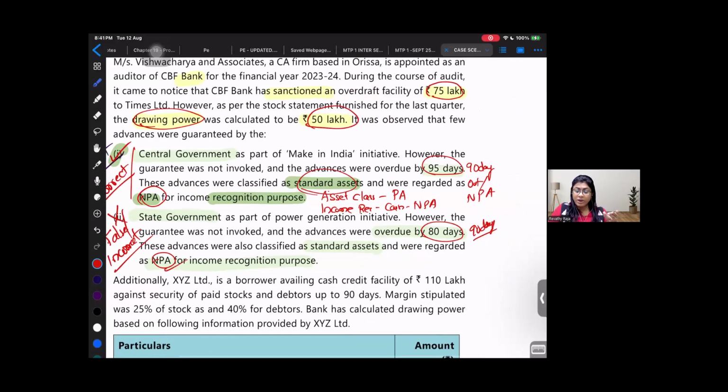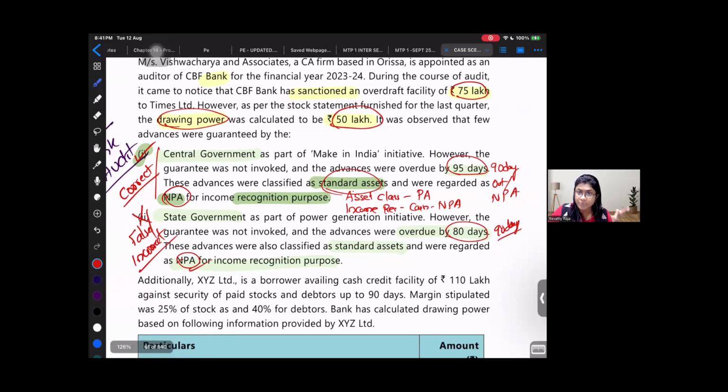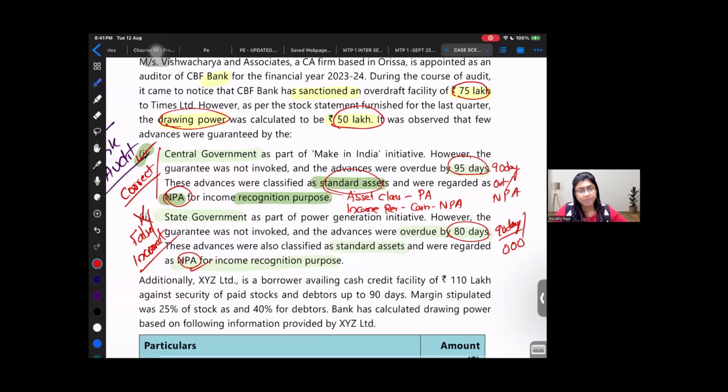Now, even if you assume it is out of order, which is another example, out of order, state government guaranteed advance will be NPA only. Either case, 90 days case or out of order, statement 2 is incorrect.